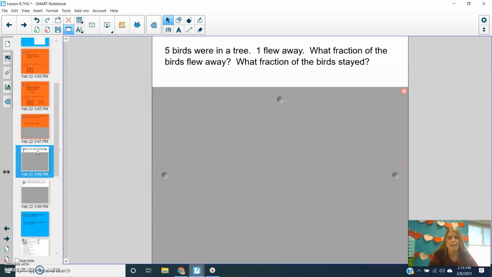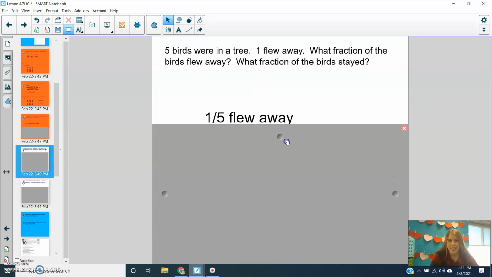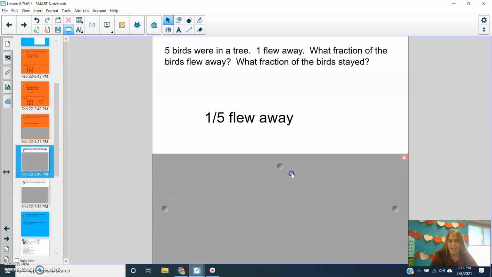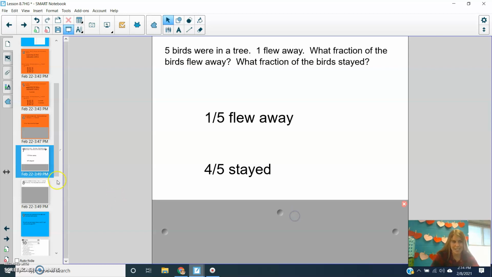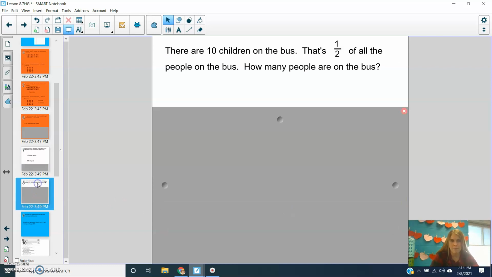For our next question, we have 5 birds in a tree. One flew away. What fraction of the birds flew away? And then tell me what fraction of the birds stayed. Press pause and play when you're ready to check. So I know that 1/5 flew away, 1 out of 5, and I know that 4/5, or 4 out of the 5, stayed.